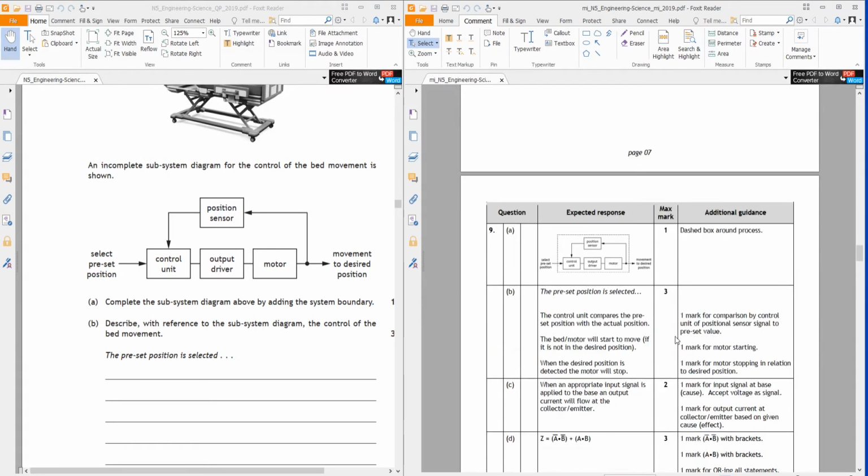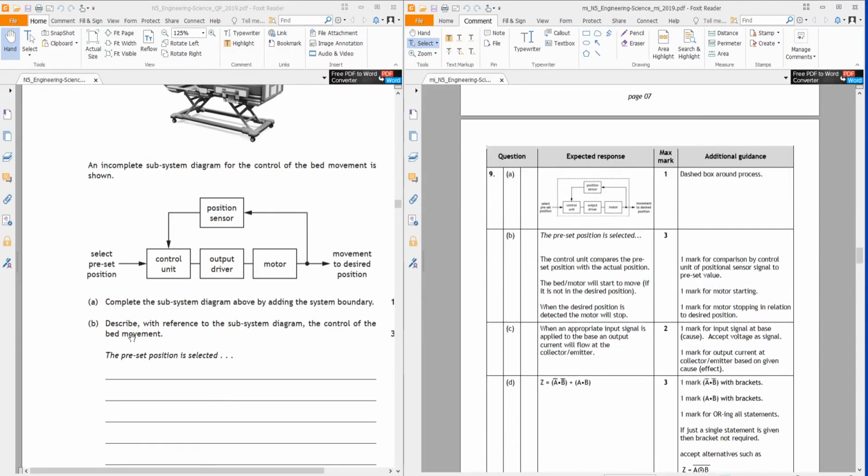Okay, this one, it asks for the system's boundary. Right, so that there is an input to the system. There is an output. All the rest is the system. The system's boundary goes round about everything that actually is the system.